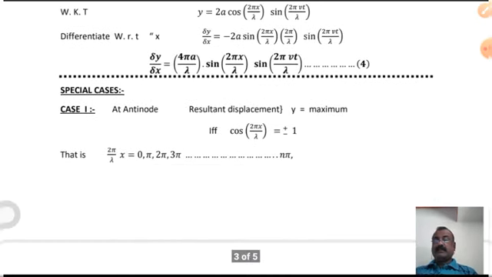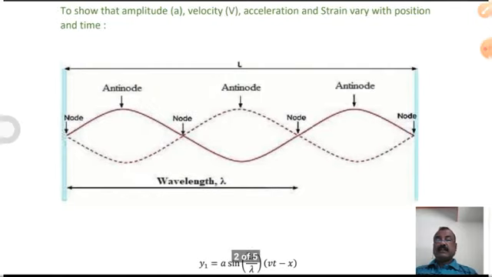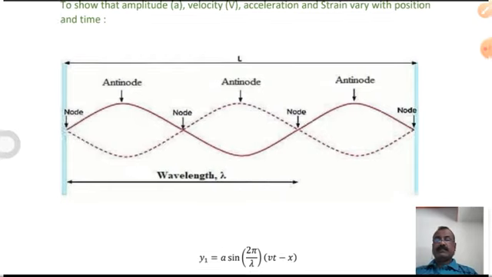Special cases at antinode, we have the figure like this. This is the figure. This is known as antinode. These are known as nodes. These are known as antinodes. Antinode is this position, node is this position.